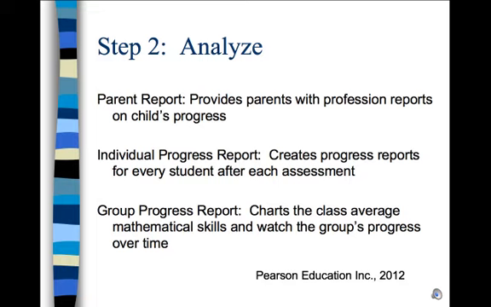With parent reports, it provides parents with professional reports on the child's progress, which outline the child's strengths and weaknesses. With the individual progress report, it creates progress reports for every student after each assessment, which demonstrates the student's performance over time. And there's a graph and chart indicating the results of each test. The group progress reports chart the class average and mathematical skills and watch the group progress over time.